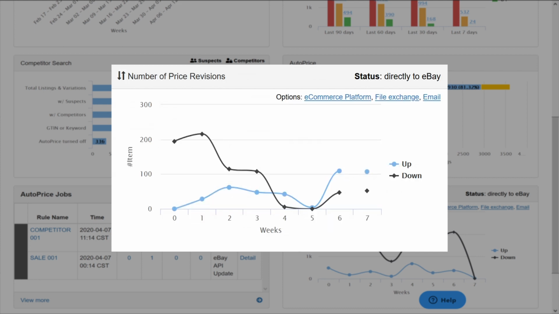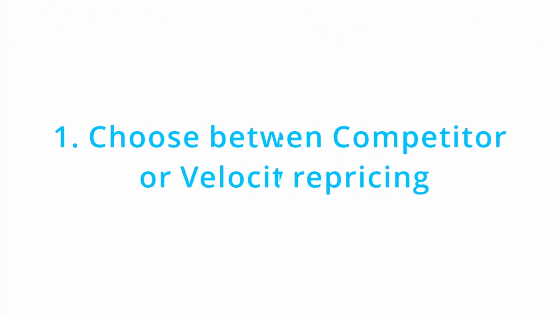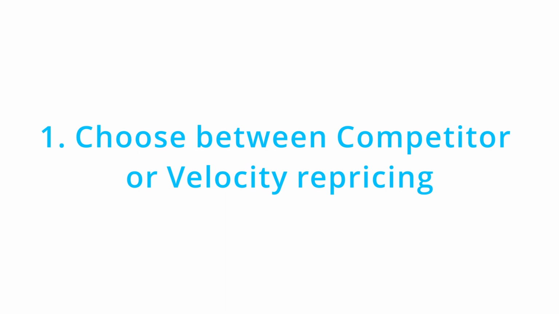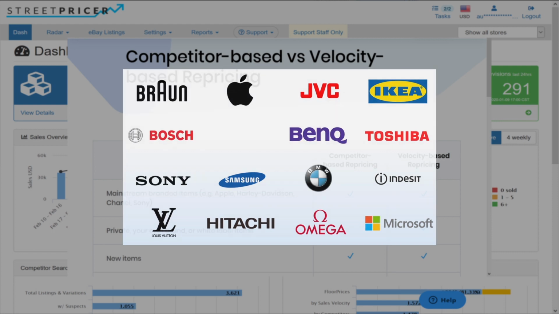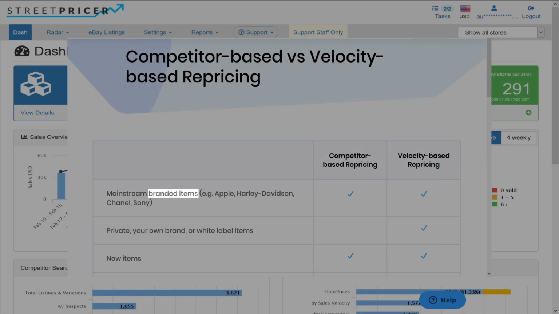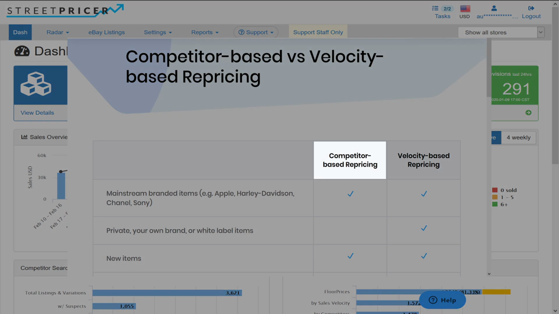Okay, let's go through the 3 simple steps to optimize your prices. 1. Choosing between competitor or velocity repricing. To decide which option is best for your eBay store, there is a simple question. Do you sell mainstream, branded, or new items? Which usually means, do you have other sellers selling exactly the same items? If the answer is yes, you should definitely go with competitor-based repricing.